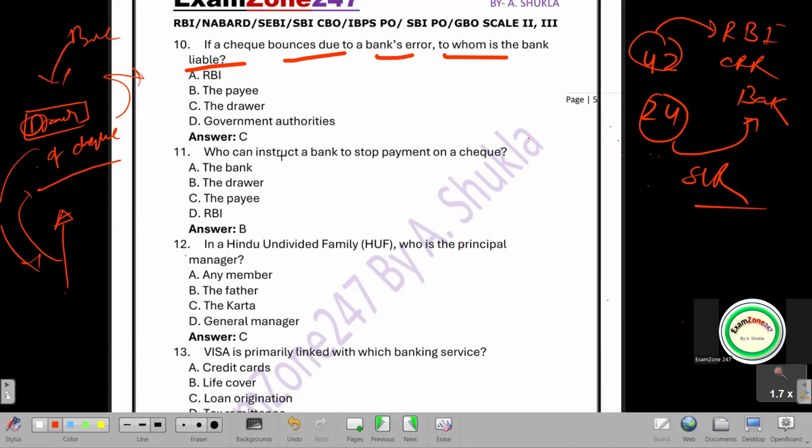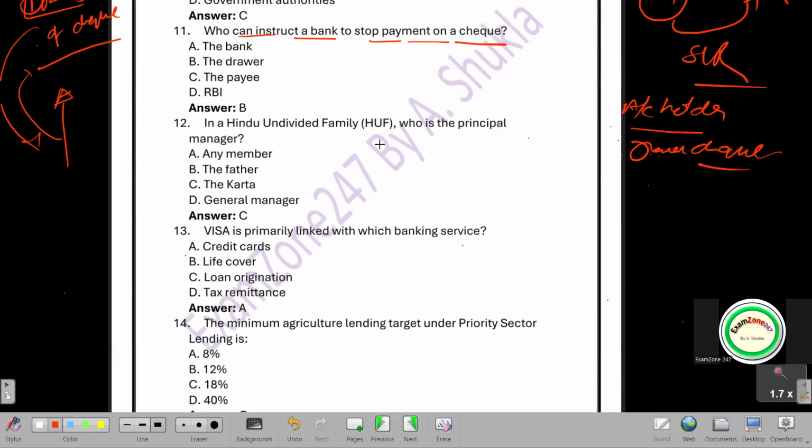This is the mechanism. Who can instruct a bank to stop payment of a check? Obviously the account holder. Account holder means the drawer of the check, who may instruct the stop payment of a check. Now the next question: in HUF, Hindu Undivided Family, who is the principal manager, means who is the whole and soul of this HUF?